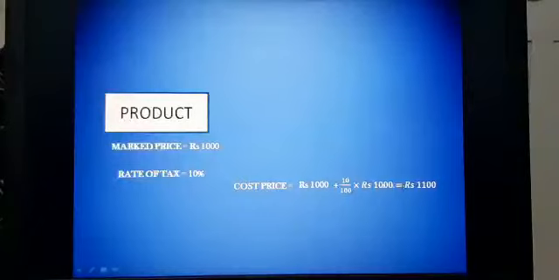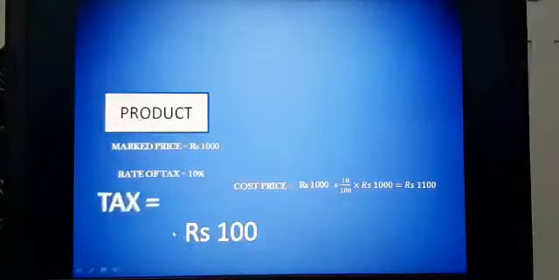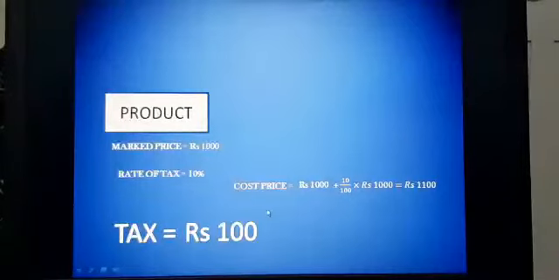Two zeros will get cancelled. 10 into 10 is 100. 100 plus 1000 is equal to rupees 1100. That means rupees 100 is your tax which you need to pay to the government.